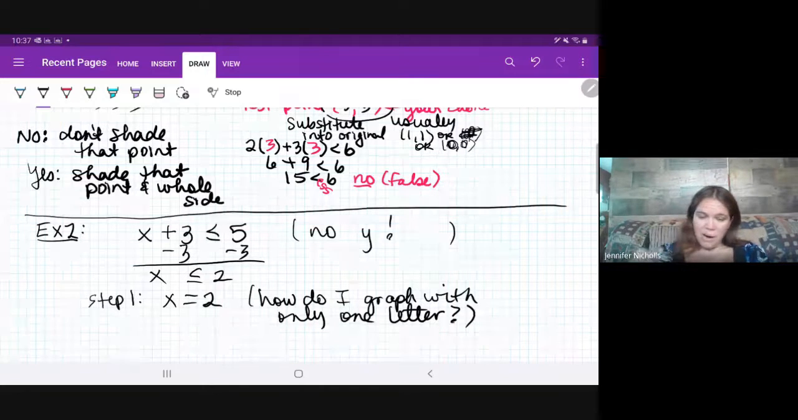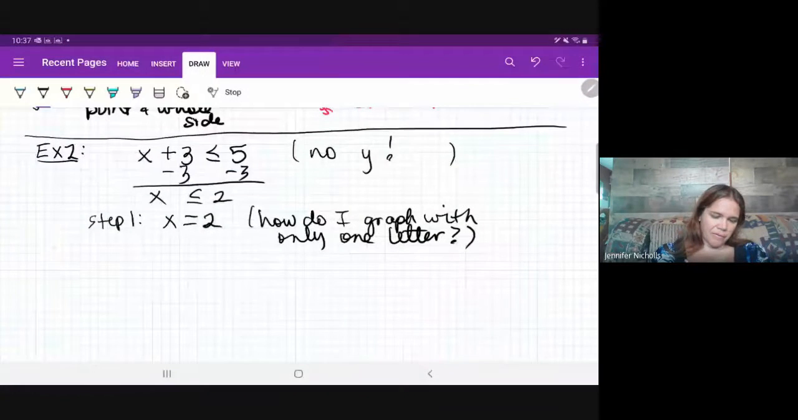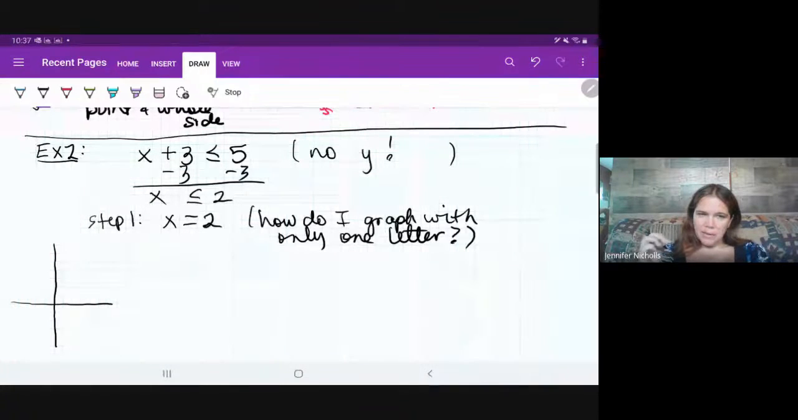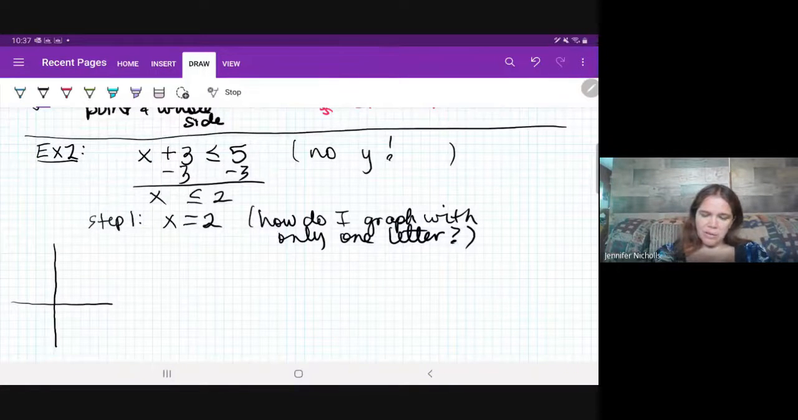How do I graph the ones on an XY graph when you only have one letter? It's either a flat horizontal line or a flat vertical line. So there's two methods I'm going to show you. One is I call it an always table. You can make a little table. Why I call it an always table is it says x equals 2. That means x is always 2.